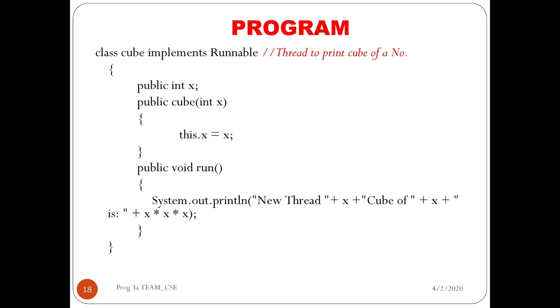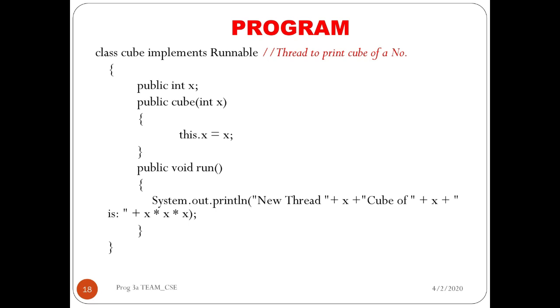Next, coming to the class called Cube. Class Cube implements the Runnable interface. This thread is used to print the cube of a number. Here also we declare one variable called x, of integer type. Use the constructor called Cube, which accepts x and then stores x into this.x. The current object's value of x is equal to x. This.x indicates the current object.